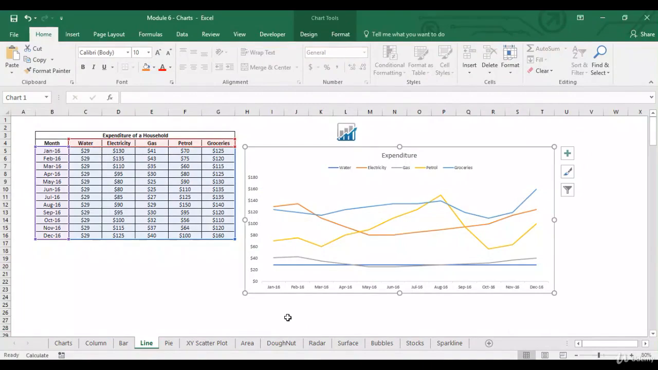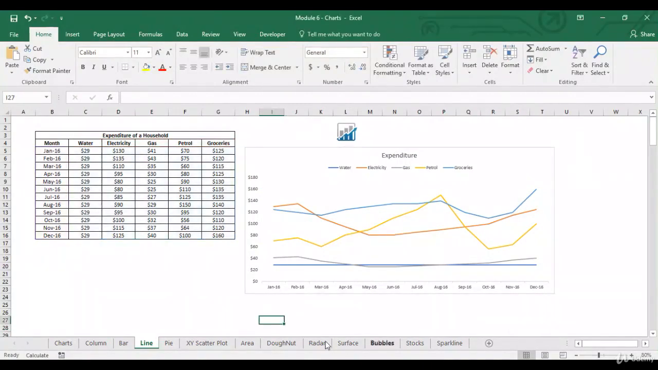So this is my line chart over 12 months. I've got these 5 lines plotted for these 5 types of expenditures or bills. I've got the water with the blue line, electricity with the amber, gas with gray, petrol with yellow, and then groceries with again light blue. So again, take a couple of moments over here and think of all the trends which you can see.